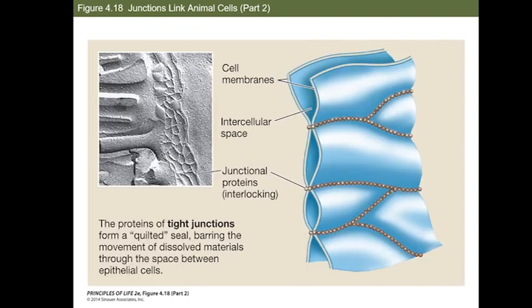So here we have our tight junctions. You can see they look like sewing stitches keeping quilting together. Here's an electron micrograph of them. The proteins of tight junctions form a quilted seal, barring the movement of dissolved materials through the space between epithelial cells. Epithelial is just a tissue type. It's mainly skin, intestines, vessel walls. That's epithelial for you.